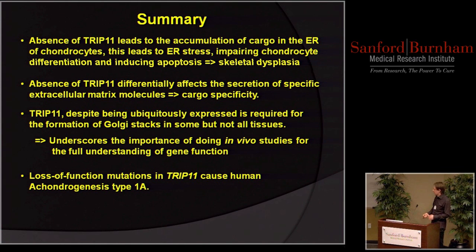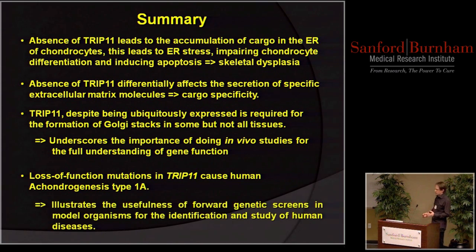And then finally, by comparison of our mouse phenotype with that of human diseases, we found that 1111 mutations cause human achondrogenesis type 1A. And this is a nice illustration of the usefulness of forward genetic screens using model organisms for the identification and study of human diseases.